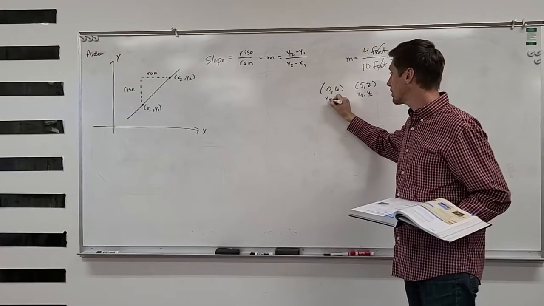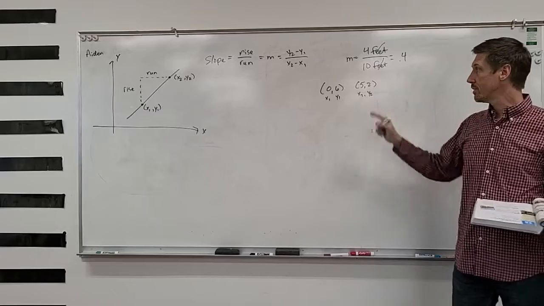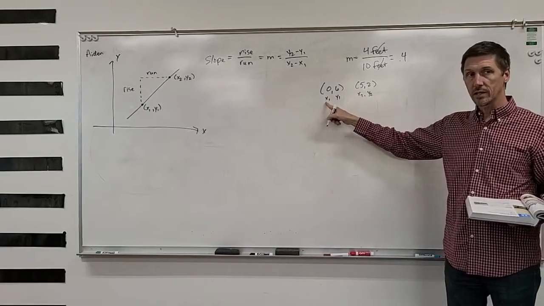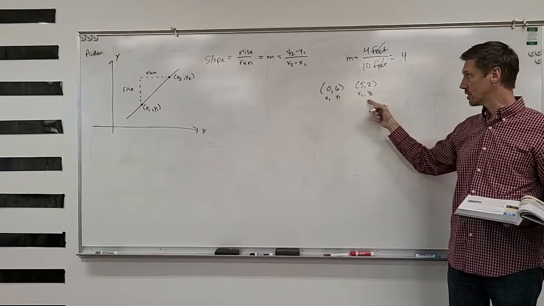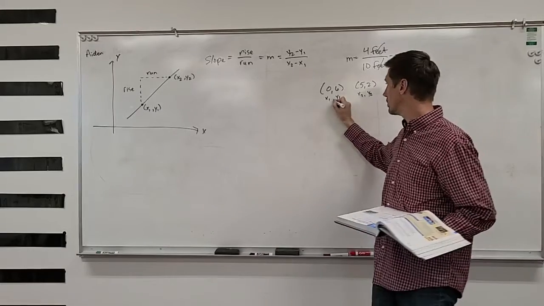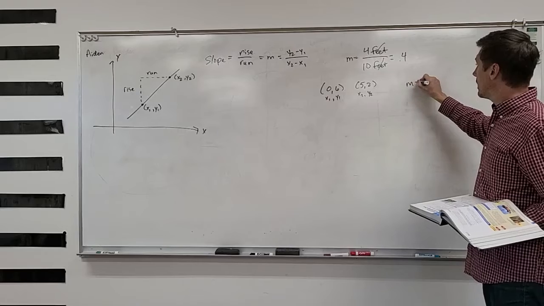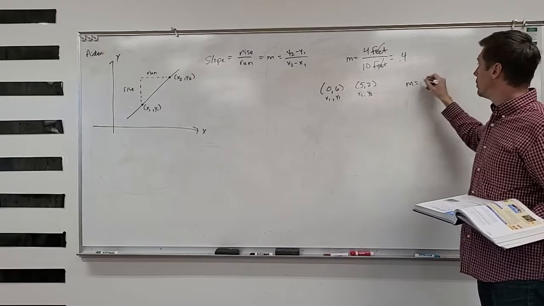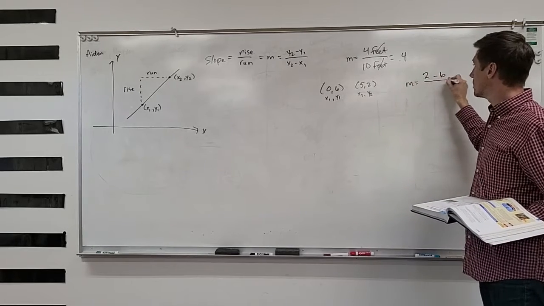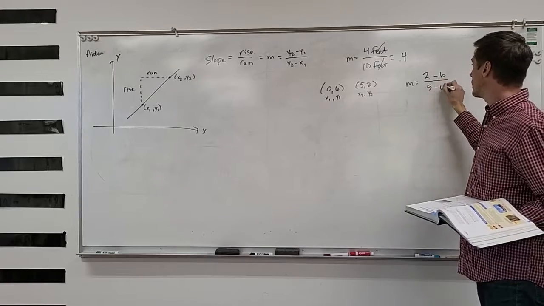So it doesn't matter which point you pick. You can't take the x2 and move it over here if the y1 is there, right? You have to be consistent. So this is x2 and y2, this is x1 and y1. So now we can use our formula, and we say that it's 2 minus 6 over 5 minus 0, right?